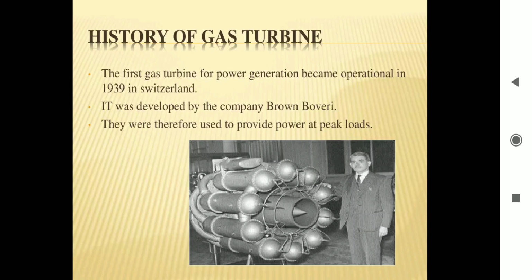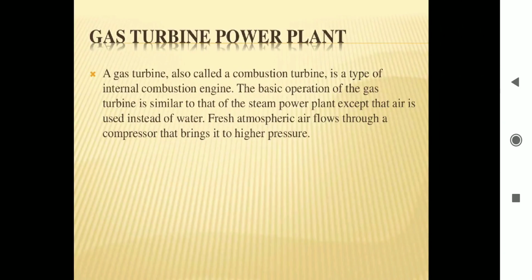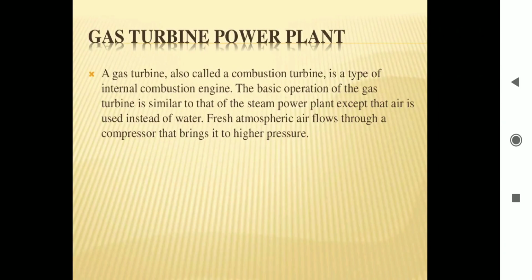So here you can see the basic types of gas cycle. Here we are using fuel such as natural gas and petroleum. The gas turbine is also called a combustion turbine, as we know it is a type of internal combustion engine. The basic operation of the gas turbine is similar to that of a steam turbine power plant, except that air is used instead of water. As we know, in a steam turbine power plant, in the Rankine cycle, we use steam, that is, water is converted to steam, but here we are not using water.